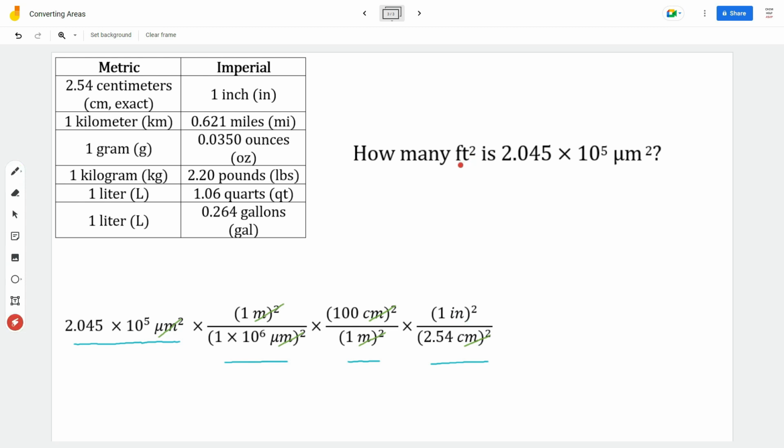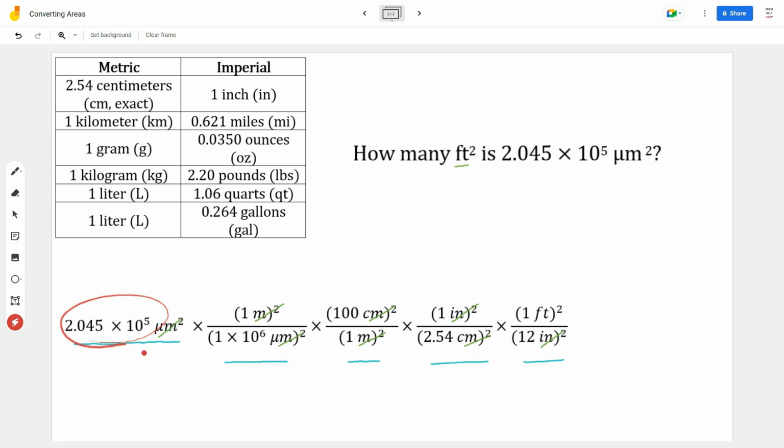I'm getting closer, but I've got to get to feet squared, so I need one more conversion factor to take me from inches to feet. Here we go. There are 12 inches in 1 foot. Now to deal with the squared, I'm going to square the denominator and square the numerator. Finally, my inches squared cancels, and I'm left with feet squared, which is exactly what the problem asked me for. Whew. Okay, now let's put it in our calculator.